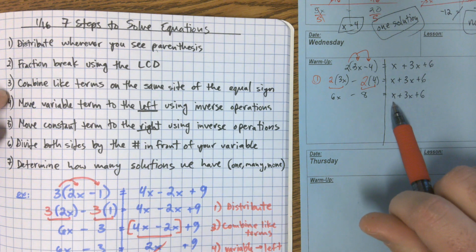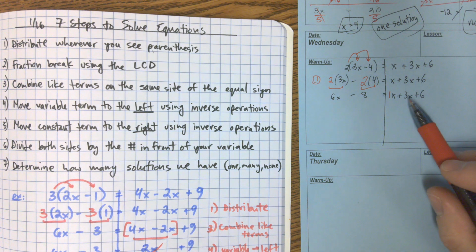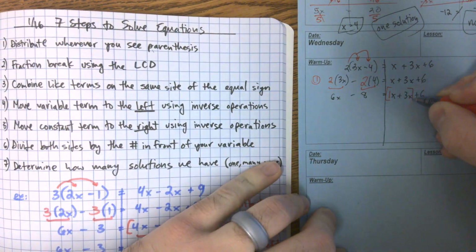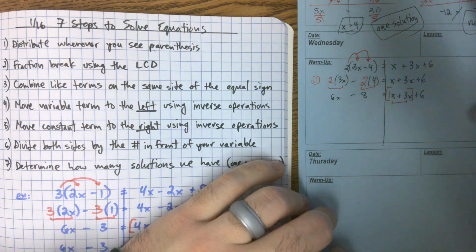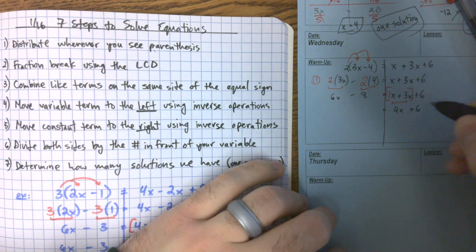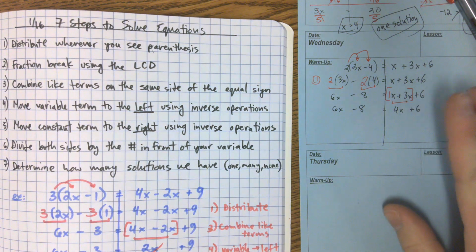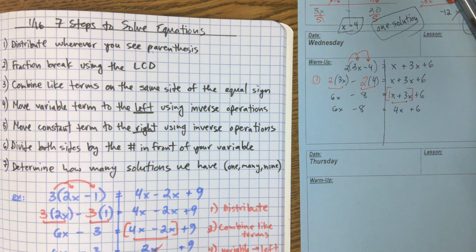I've got a variable term, this 1x. I've got another variable term with 3x and a constant term of 6. So I see 2 of the same type of term. I want to go ahead and combine those up. 1x plus 3x gives me 4x. We're not doing any inverse operations there because they're on the same side. We just want to add those together and combine them.